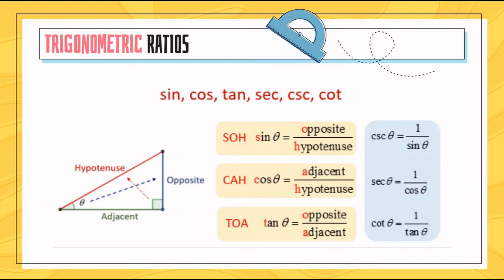And then cos theta is equal to adjacent side by hypotenuse. Again, if you pick out the first letters in all 3, this is going to be CAH. So remember it as CAH. If you remember CAH, then you will easily get cos theta is equal to adjacent side by hypotenuse. And again with tan theta, remember it as TOA, as tan theta is equal to opposite side by adjacent side.